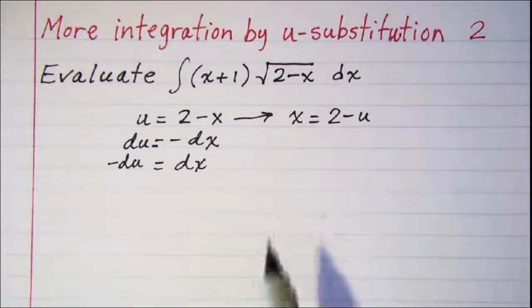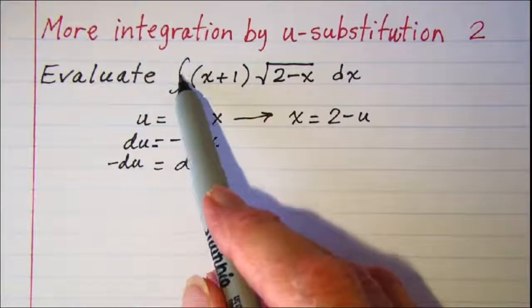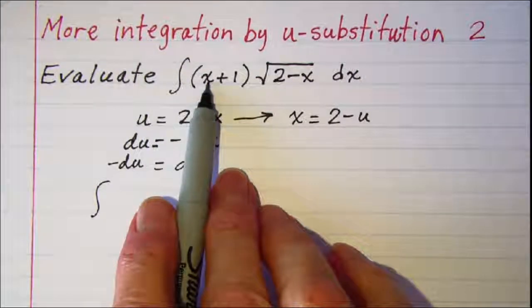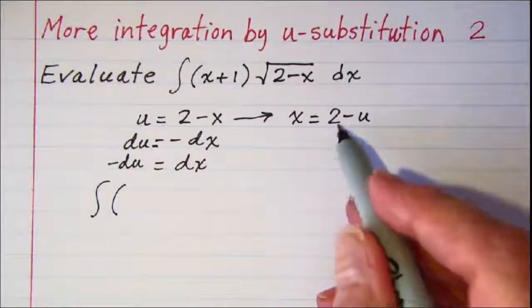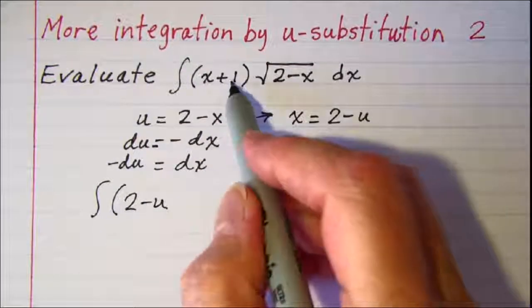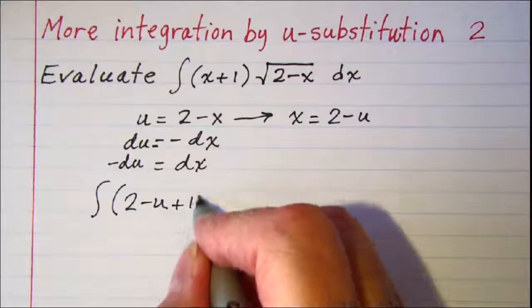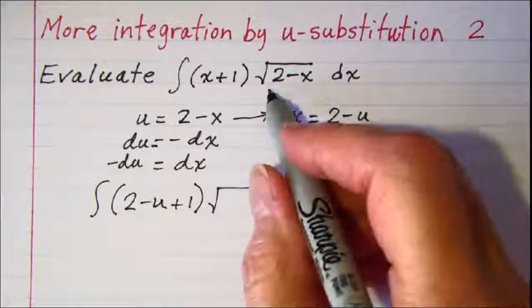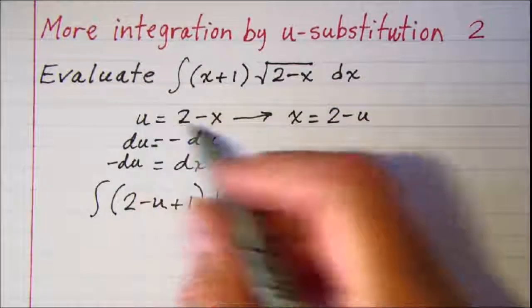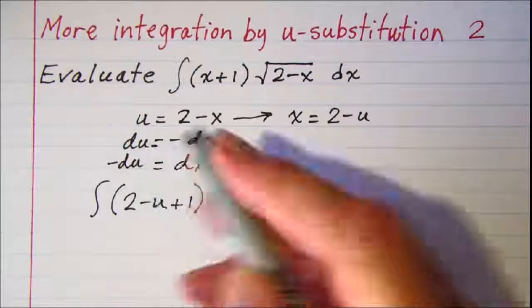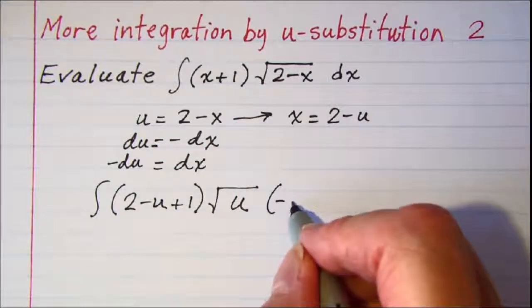Now I'm ready to do some substituting. So I have the integral of x, which is 2 minus u, plus 1, times the square root of 2 minus x, which is u, and then in place of dx, we have a negative du.